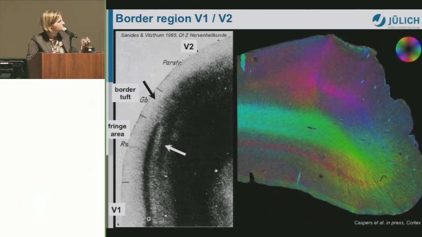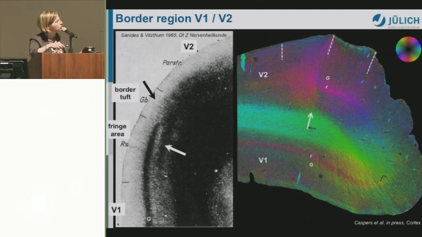And as we could show in our study as well, based on polarized light imaging, this border tuft is particularly complex in humans. You again see here area V1 with a Gennari stripe and area V2. In the border region, there is some complex fiber organization. You see here a long bundle running from the deep white matter radially into the cortex, and some fading of the Gennari stripe, going on here in the border tuft region. This would be the border tuft on the side of area V2 and the fringe area on the side of area V1.